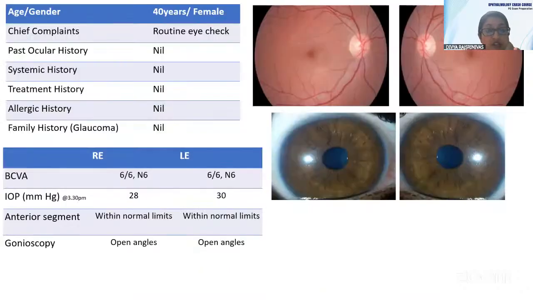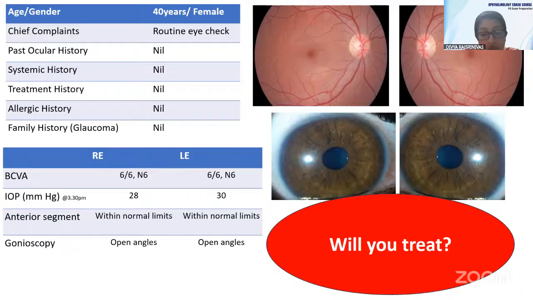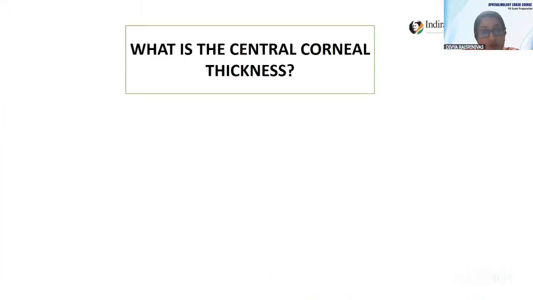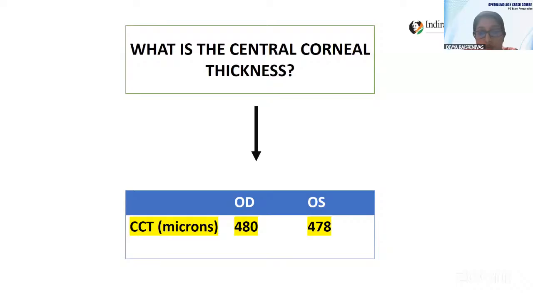But now, considering this young lady who just came for a routine examination and accidentally had her pressures elevated, gonioscopy showed open angles, and the rest of the examination was within normal limits. So now, will you treat this patient? What is the other investigation that you have to look into? First of all, you should know about the central corneal thickness in this patient. This turned out to be 478, which is slightly on the thinner side.